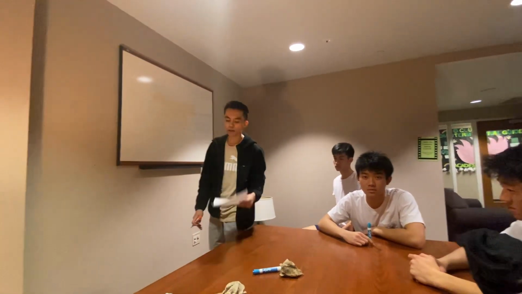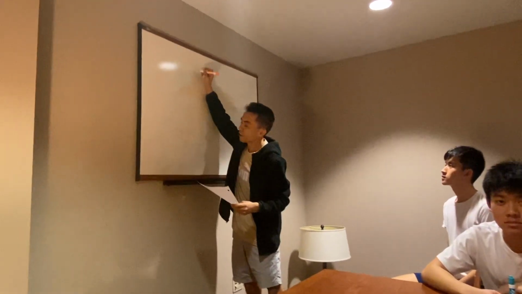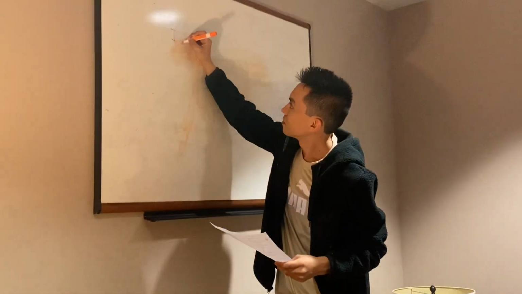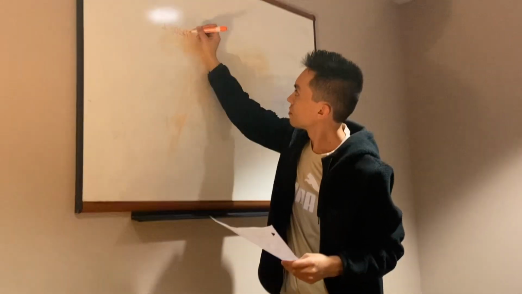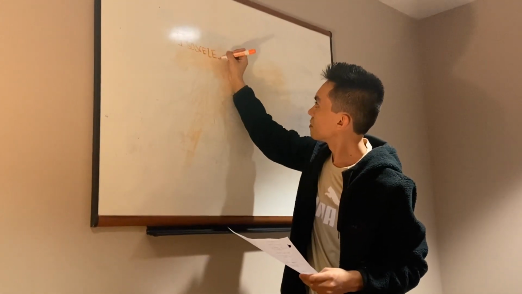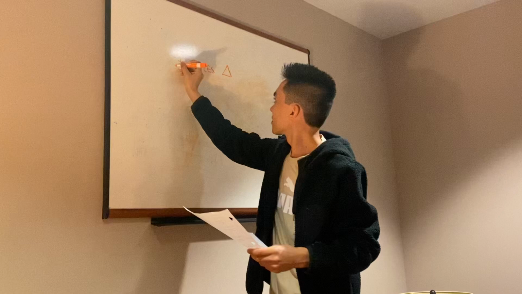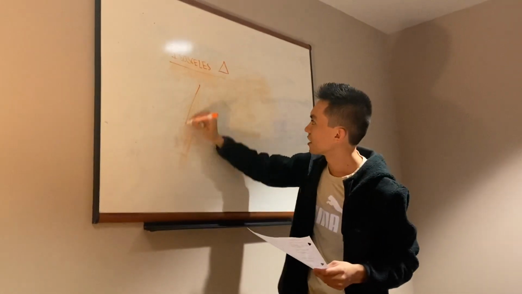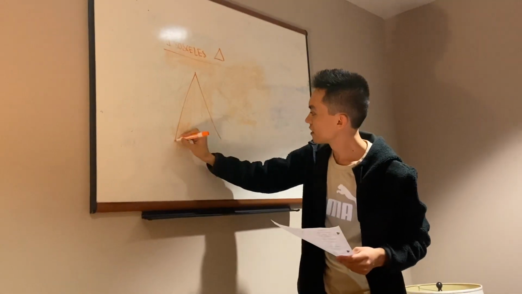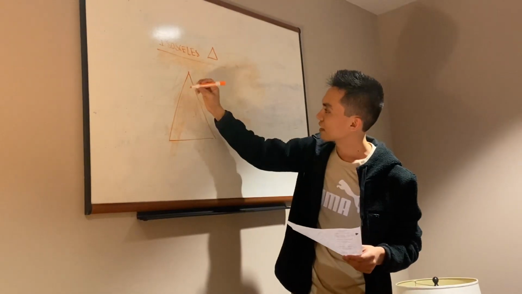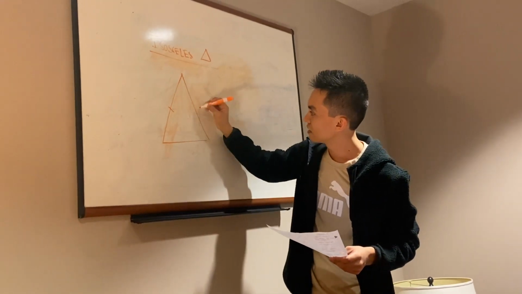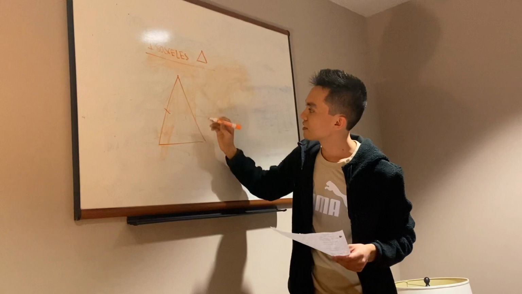Now there's 6 different types of triangles. So first we have the isosceles triangle. So here's a little diagram to show you what it looks like. So for an isosceles triangle we have at least 2 sides that are congruent to each other.